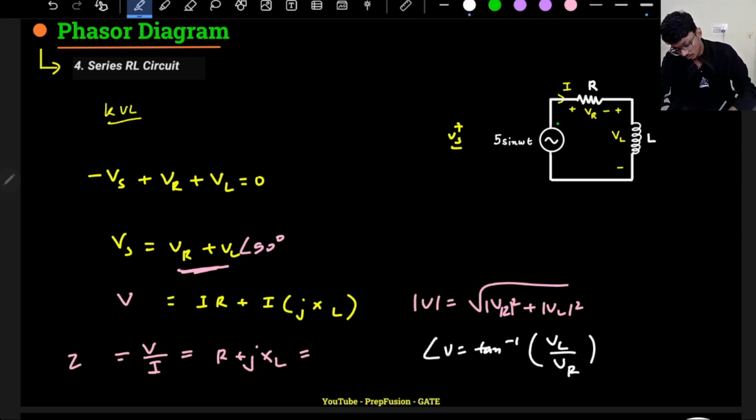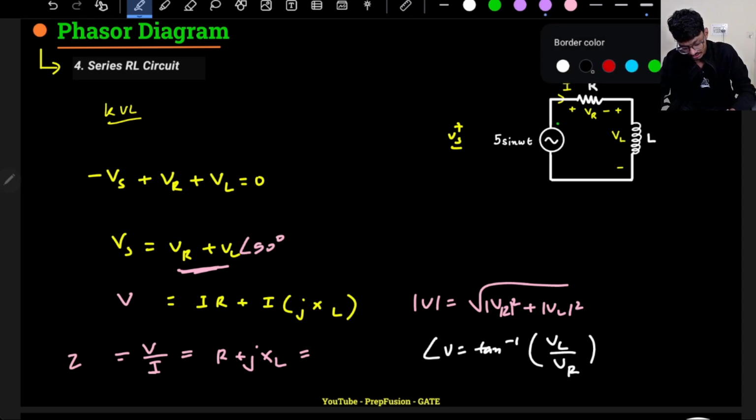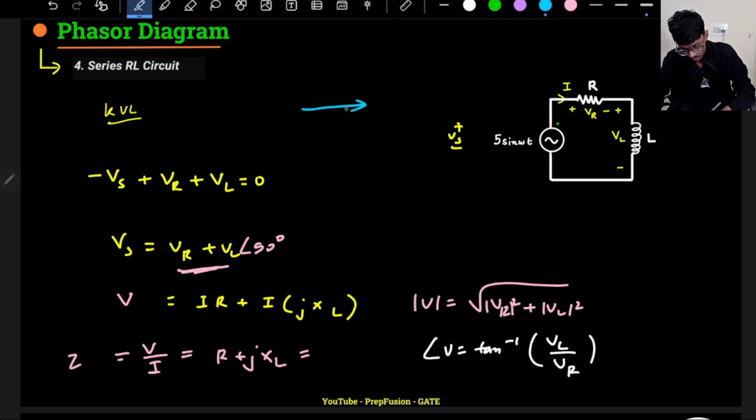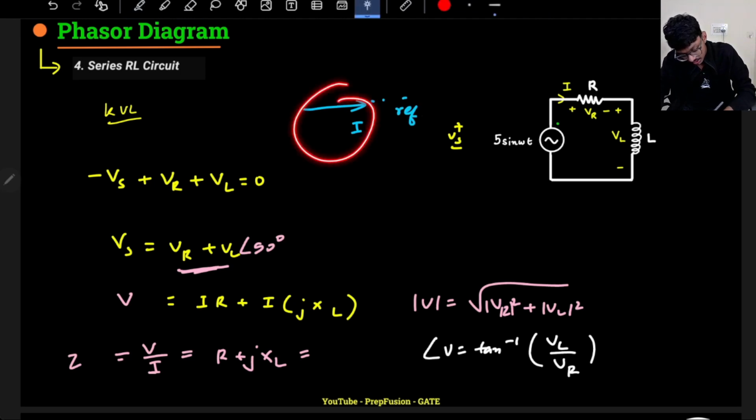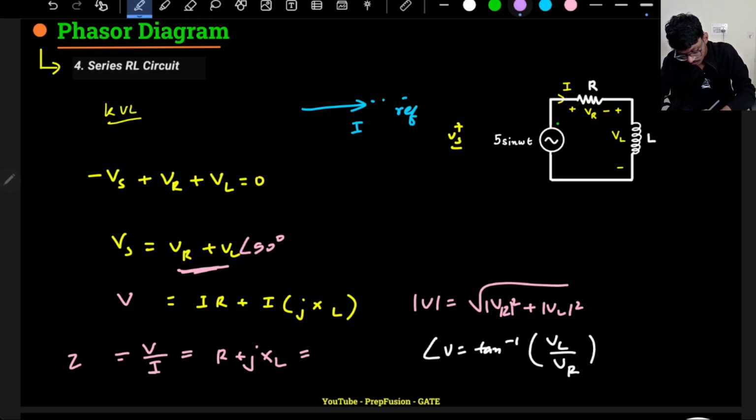If I want to draw the phasor diagram, of course the phasor diagram will come later on as well, but if I just want to draw it right now, this is my VR. In a phasor diagram, if it is a series circuit, I will first draw the current, because current is my reference. Then with respect to the current, where is the voltage of the resistor? The resistor voltage will also lie in the same phase as the current.